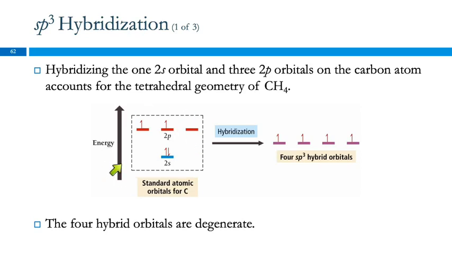So we take all four of these, combine them together, and then we're going to get four degenerate orbitals. They're all going to have the same energy. These will be higher in energy than the s and lower in energy than the p. This requires energy to happen, and so it just doesn't happen in the atom by itself. It only happens if doing this gives us a bond that releases energy.